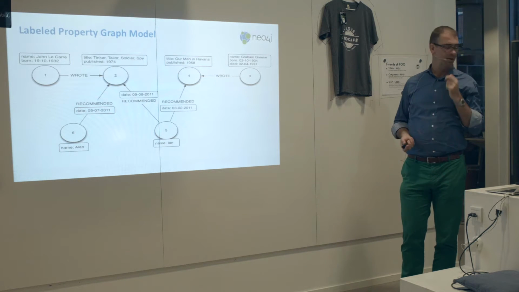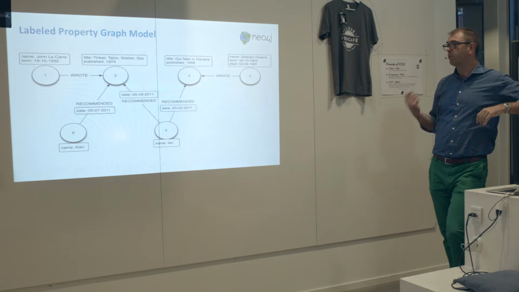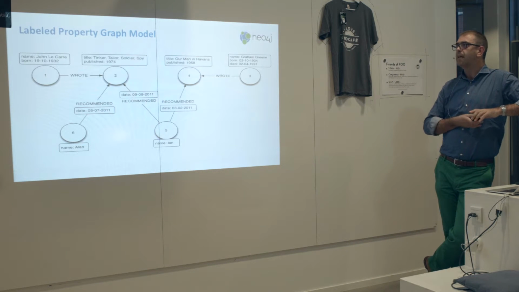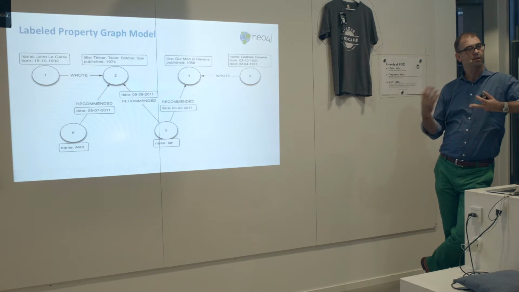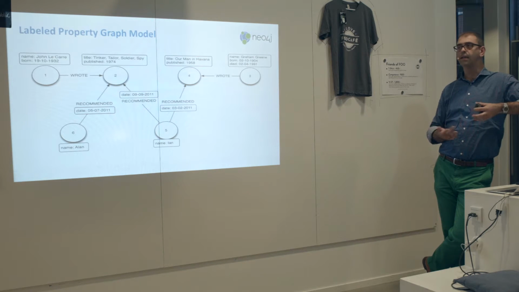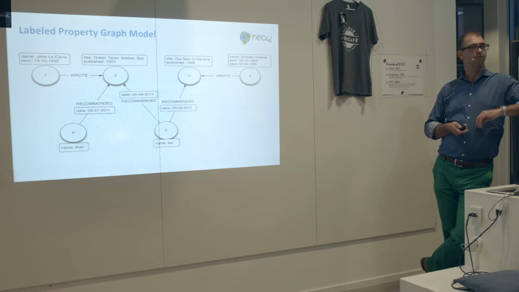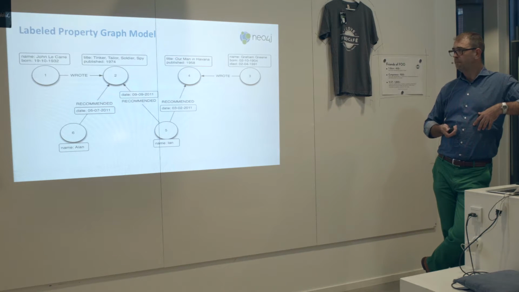I've already touched upon most of these things, right? We've got our nodes representing instances of entities. We've got our relationships representing the join operation, right? Both of them can have attributes, can have properties, can have weights, right?